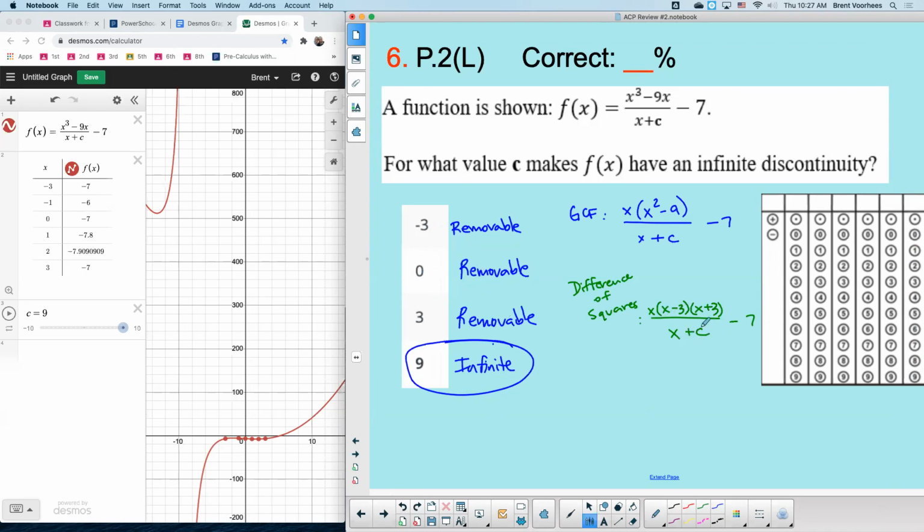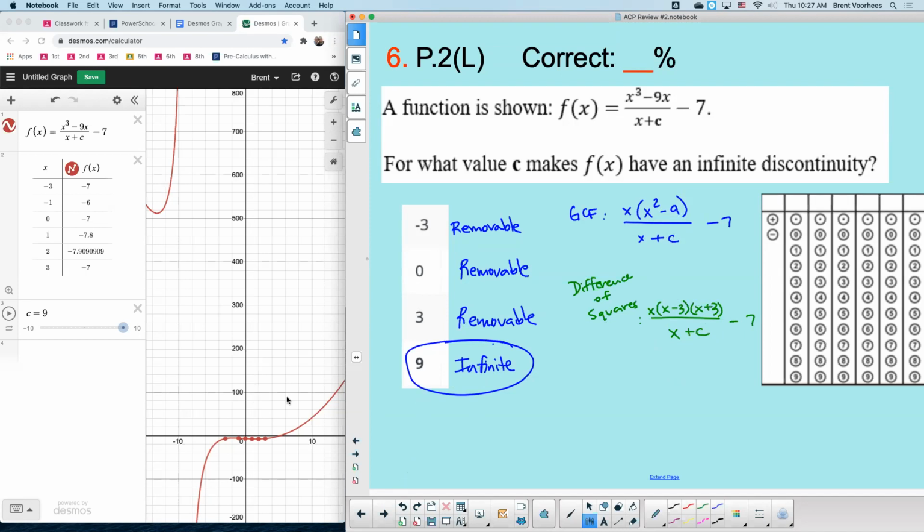If c were a positive 3, now this cancels with this one. And so that's why those are removable. Whereas if c is 9, there's nothing for it to cancel out with. Even up here, if I put a c of 9, these two are not identical. They cannot be canceled. So for that reason, this would be an infinite discontinuity because you cannot divide by 0 and it never cancels. So that's why it's an infinite discontinuity there.